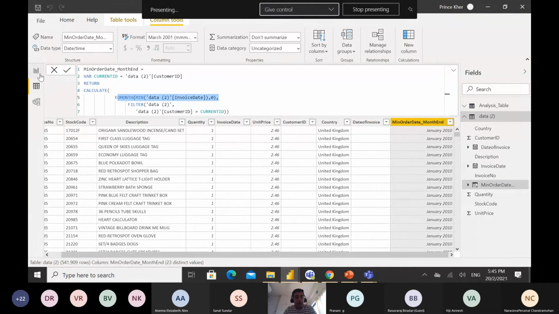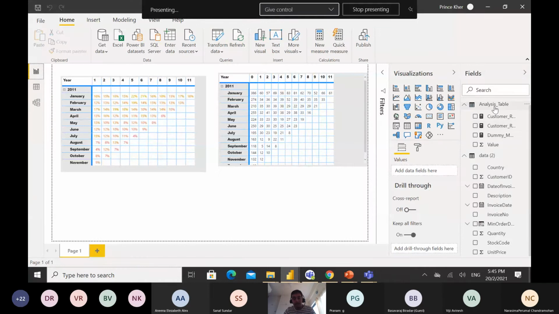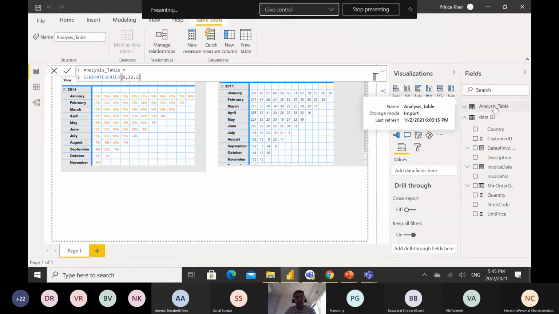And then what is the next step? Then we generated a series, from 0 to 12. If you want to do analysis of 14, 15, 16 months, you can do it accordingly, for however long a period you want. So I just generated a series from 0 to 12.